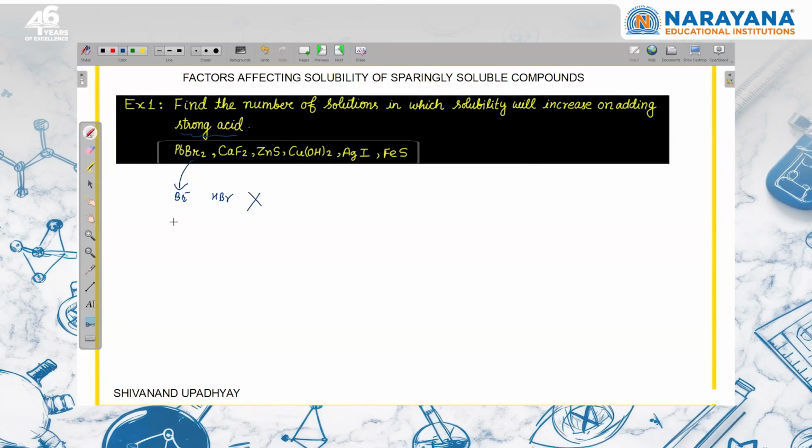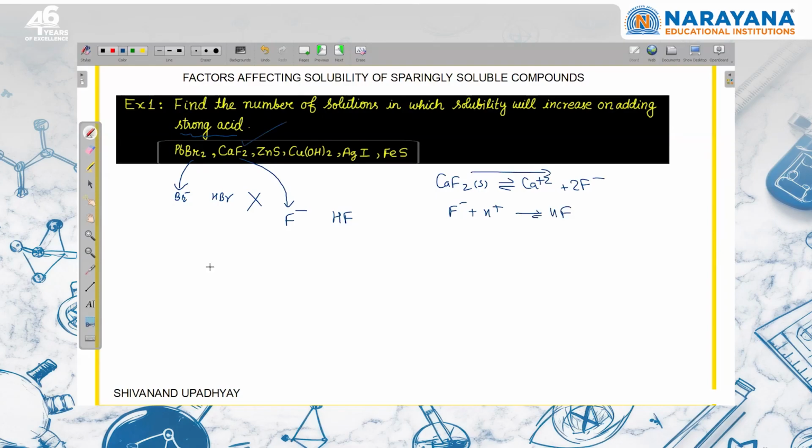If I take calcium fluoride, fluoride ion is coming from HF. HF is a weak acid. So if I add H+ ion here, definitely F- ion will combine with H+ ion to form HF, right? So we can say here calcium fluoride in solid state is in equilibrium to form calcium 2+ ion and 2 times F- ion. F- will combine with H+ ion to form HF, and because of that this reaction will move in forward direction.